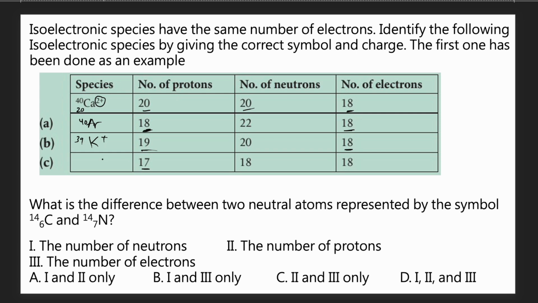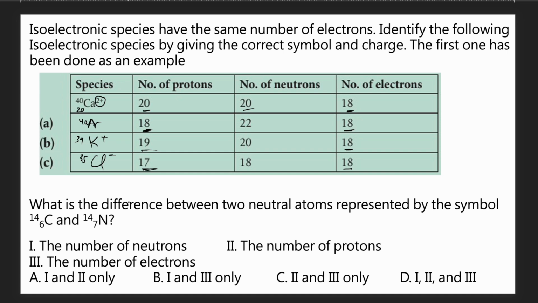Next, 17 protons is Cl, chlorine. So the mass number is 17 plus 18, which is 35. Does it have a charge? Yes, it has a charge. The number of protons is 17, but the number of electrons is bigger, with an extra 1 electron, so the charge is -1.